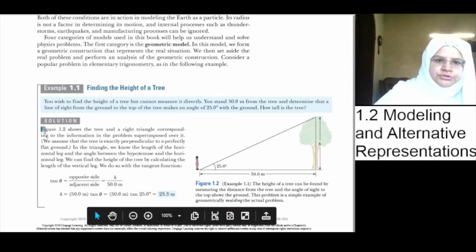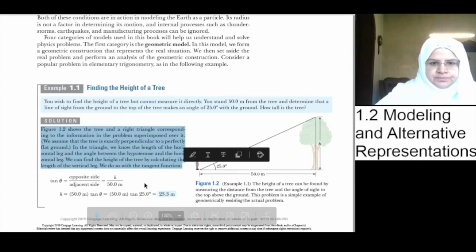Figure 1.2 shows the tree and a right triangle corresponding to the information in the problem superimposed over it. We assume that the tree is exactly perpendicular to a perfectly flat ground. In the triangle, we know the length of the horizontal leg and the angle between the hypotenuse and the horizontal leg. We can find the height of the tree by calculating the length of the vertical leg. We do so with the tangent function.